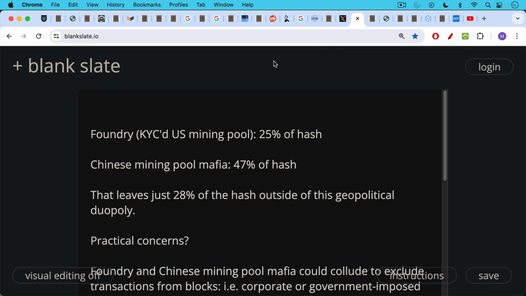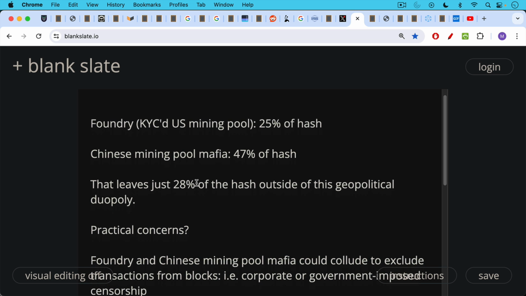Foundry is the KYC US mining pool that we talked about. It has, as we said, approximately 25% of the hash rate of the network. The Chinese mining pool mafia, as we might call them, has 47% of the hash. So this leaves just 28% of the Bitcoin hash rate outside of this geopolitical duopoly. And just China itself is very close to getting to 51% or more than 50%. Now, in practice, to execute a very effective 51% attack, you need a lot more than 51% of the hash rate. But this is where people begin to get worried when one pool gets close to 50%.